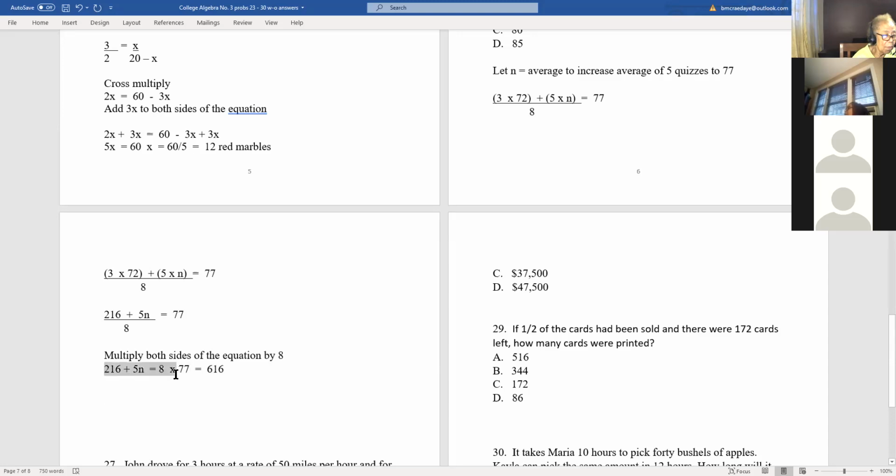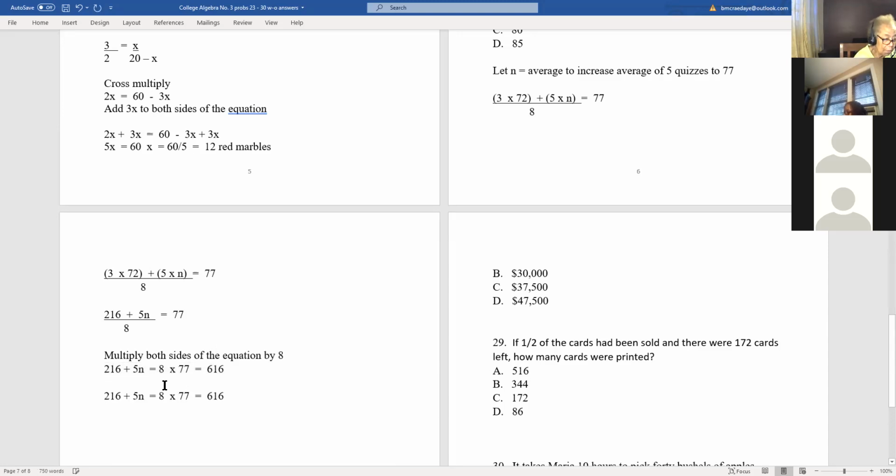Let me copy that over so then you'll see. Okay, you have 5n plus 216, and that's equal to, I'll just put the 616. So what do you do next? You gotta get rid of the 5. No, remember you're trying to find n, so that 216 has got to be combined over here. So what do I do to combine that 216 to 616?